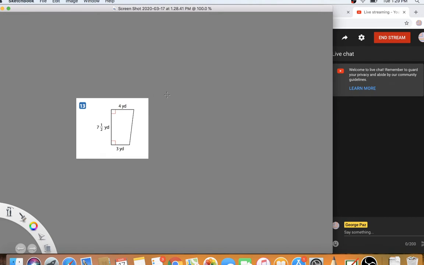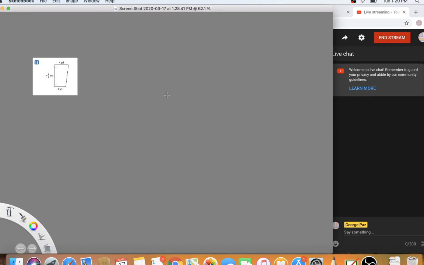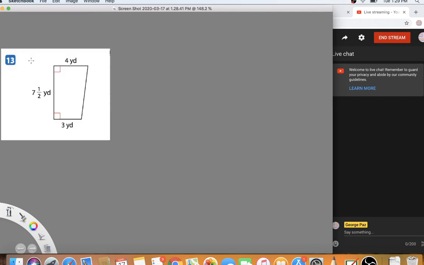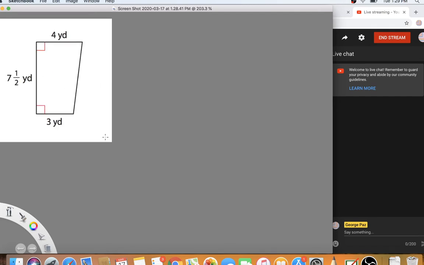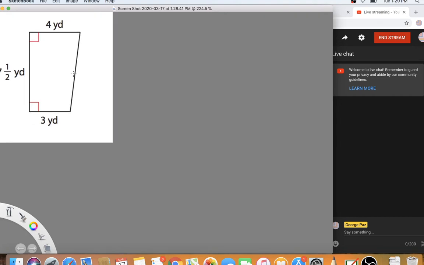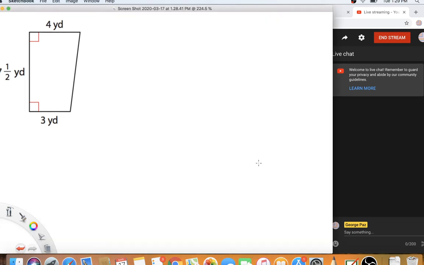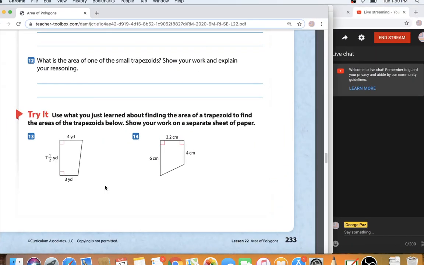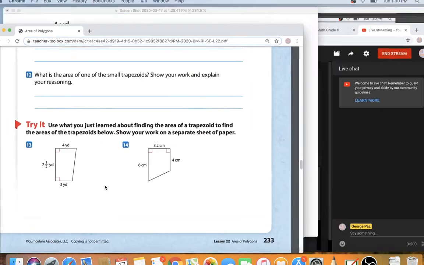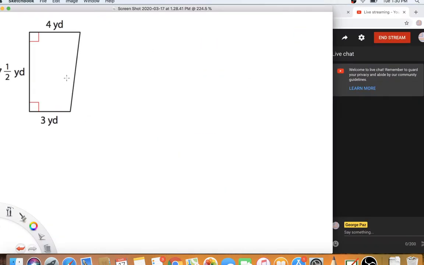So for this one, like I said, we're gonna have to separate this into 2 triangles. So if I zoom in here, all right, there we go. For this one, we need to find the area for this whole parallelogram. Not parallelogram. What is this called? Use what you learned about finding the trapezoid, find areas of the trapezoids below. Trapezoids. Now we need to make this into 2 triangles.